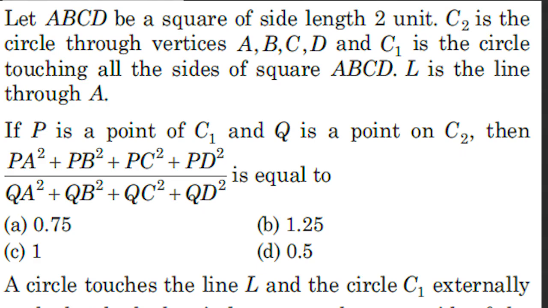Now the question is, let ABCD be a square of side length 2 units. C2 is the circle through vertices ABCD and C1 is the circle touching all the sides of square ABCD. And L is any line through A. Then this first question is, P is a point on C1 and Q is a point on C2. Then (PA square plus PB square plus PC square plus PD square) upon (QA square plus QB square plus QC square plus QD square) is equal to what? So basically, this ratio is fixed. It doesn't depend on which point we are taking on C1 and which point we are taking on C2.